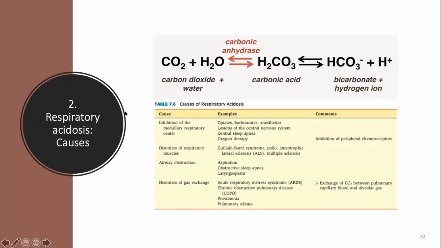Respiratory acidosis is much more simple compared to the metabolic acidosis. So respiratory acidosis is really because of carbon dioxide retention. And what are the causes of carbon dioxide retention? It can either occur in the main regulation of the respiratory center, which is in the brain. So anything that affects the medullary respiratory center, for example, any medications or lesions in the medullary respiratory center may actually inhibit that center.